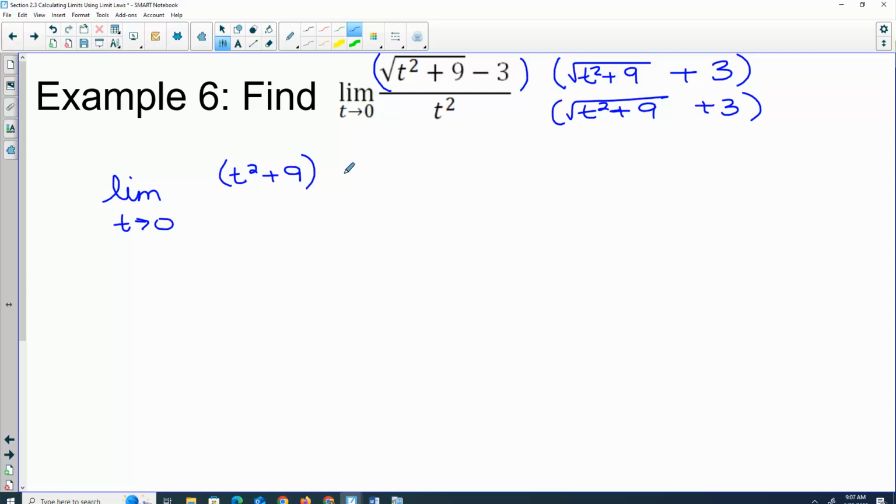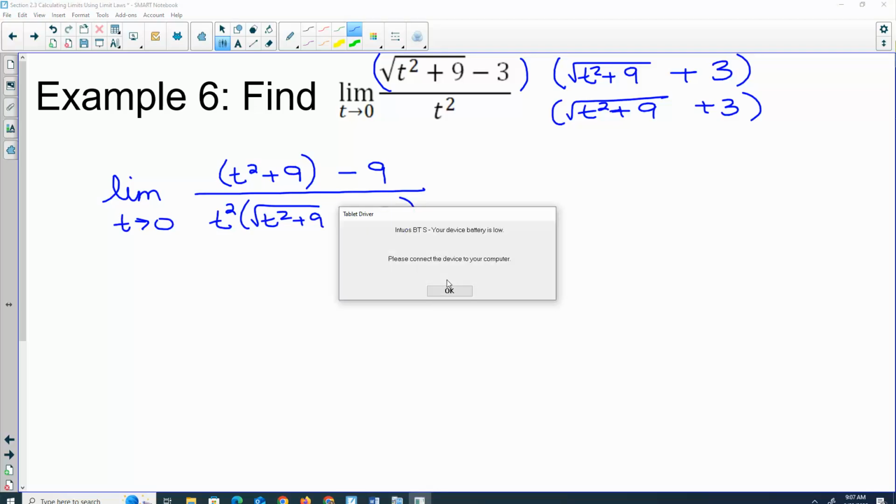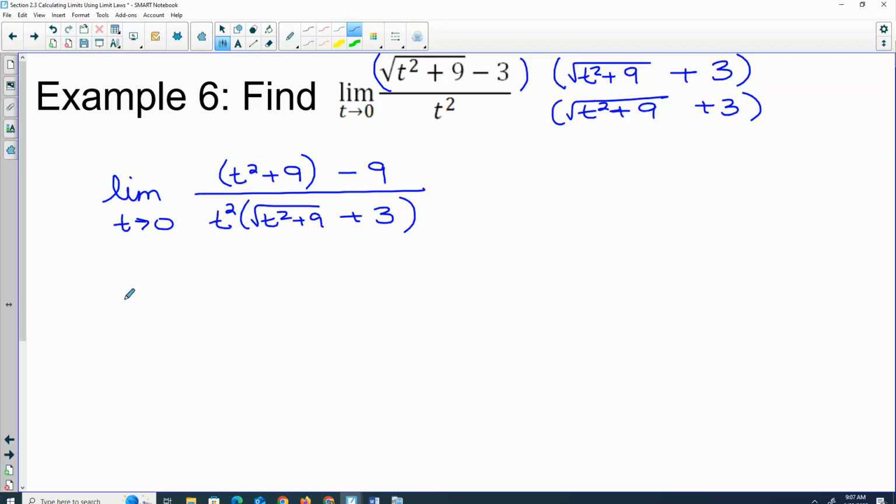What happens with those? They cancel. Negative 3 times 3 is negative 9. On the bottom, I am actually not going to distribute this, because ultimately it's that t squared that's preventing me from just plugging in the 0. So I'm hoping it'll cancel out. And if I want to cancel it out, I need it in factored form. So I multiplied out the top. I'm not multiplying out the bottom. What happens now?